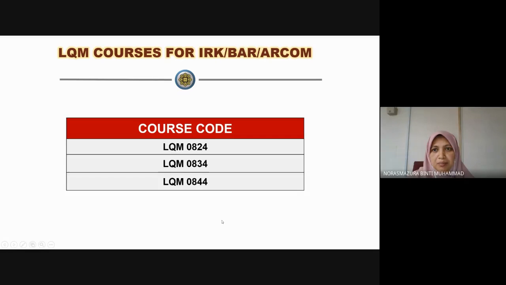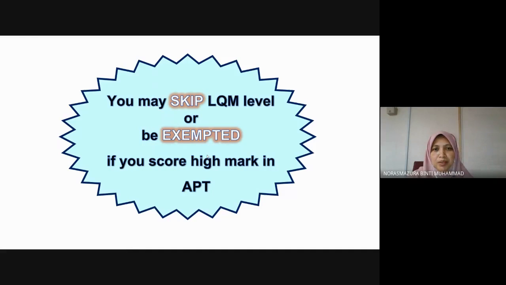Okay, this is for IRK and BAR outcome students. They also have to take 3 levels, the same as law and Sharia, with 3 codes starting from level 0824, 0834, and 0844. You may skip a level or be exempted if you score a high mark in APT. Meaning that if you get a high level in APT, maybe you will be exempted from Arabic language, or maybe you will start from level 2.